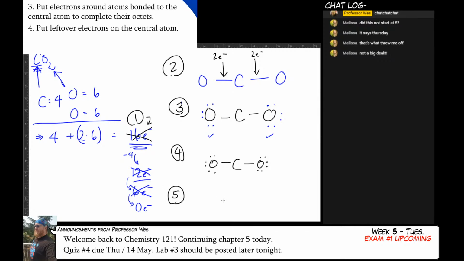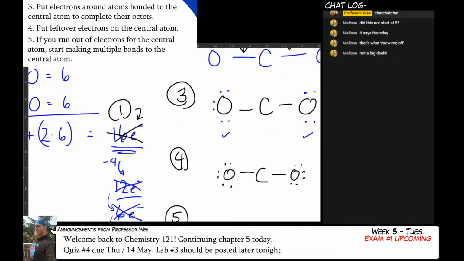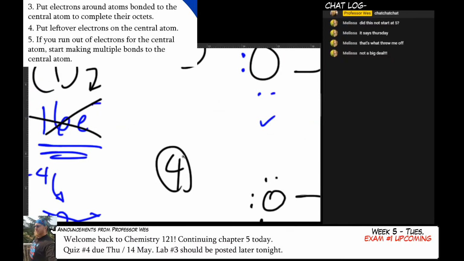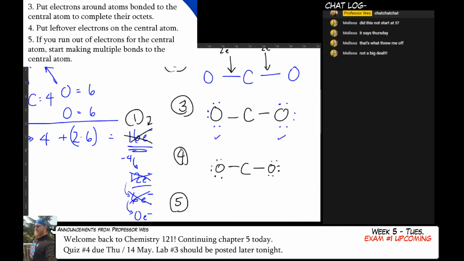Step 5 is going to be to create multiple bonds. Oops, I didn't quite capture the screen. There we go. We're going to make multiple bonds to satisfy the octet rule for the central atom that needs electrons. So the way that we're going to do that is to zoom in really close. Sorry, I hit the wrong button. That's about right, okay.